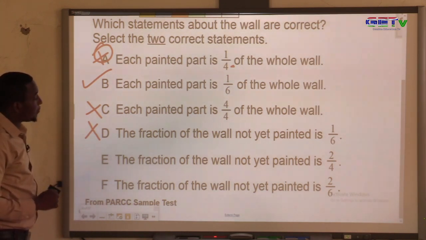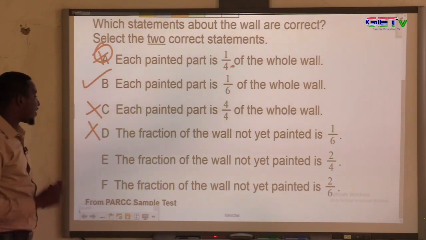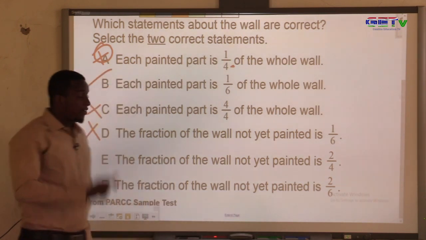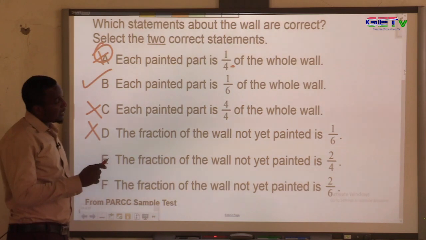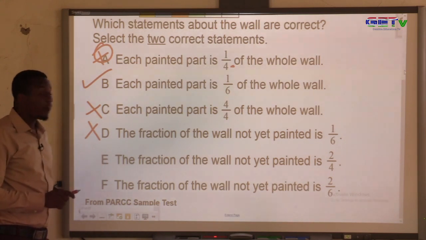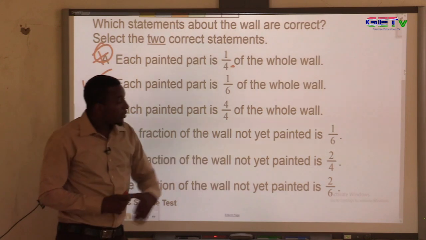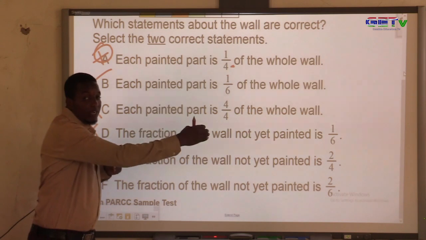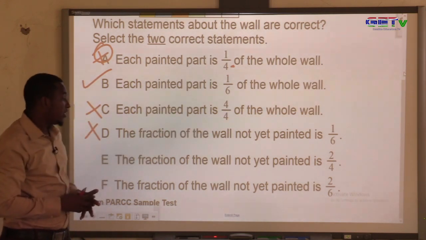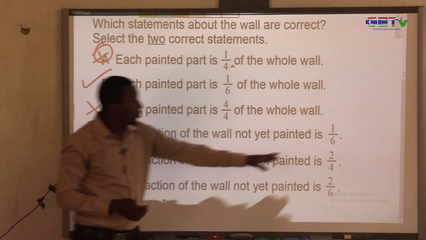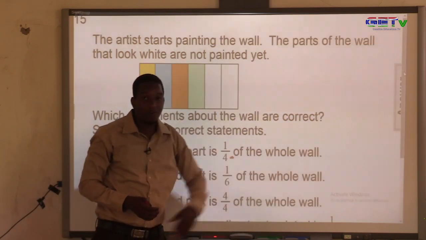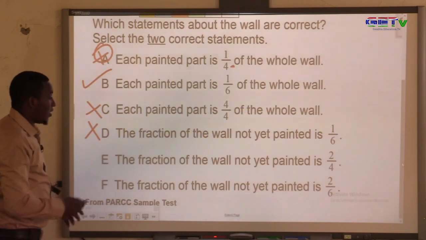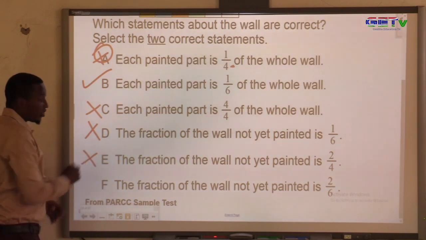We move to statement E, which reads, the fraction of the wall not yet painted is 2/4. That is 2 over 4. Well, looking at it, the wall is divided into 6 equal parts. Having the statement say the parts not yet painted is 2/4 would mean that the wall is divided into 4 equal parts, which is not the case. So obviously we can know that the statement is not true. So it's not correct.